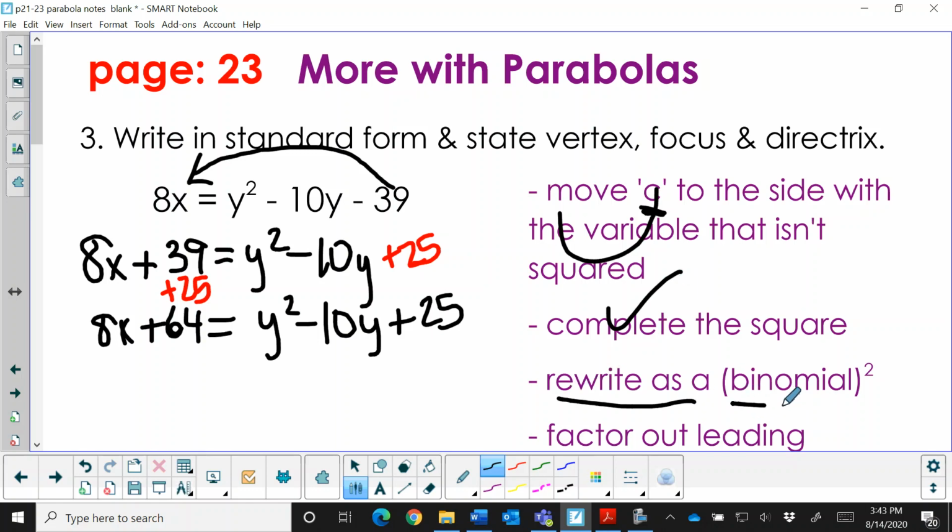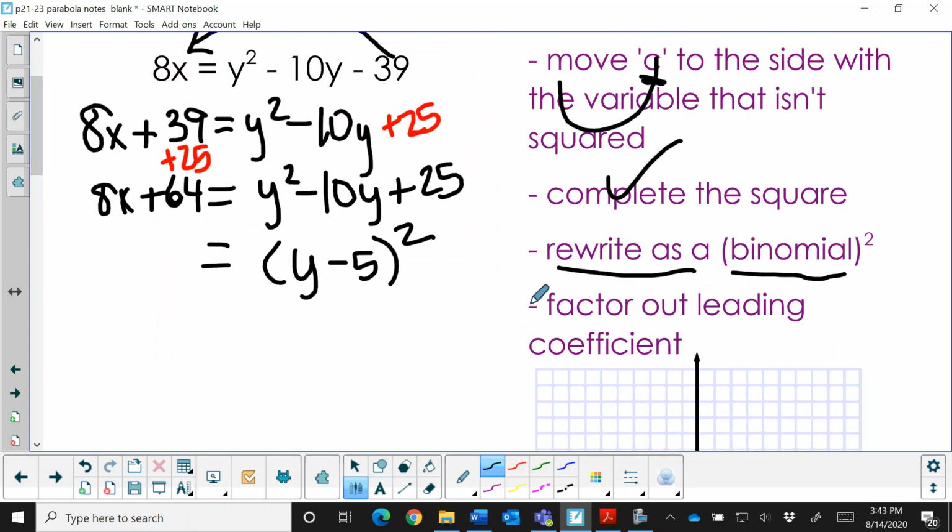Rewrite as a binomial squared. The side we just completed the square on factors into y minus 5, y minus 5, or y minus 5 squared. So factor that side. Now on the other side, we're going to factor out any coefficient. We have a coefficient of 8, so let's factor out that 8, and that leaves us with x plus 8. Okay, so now we can define our characteristics.